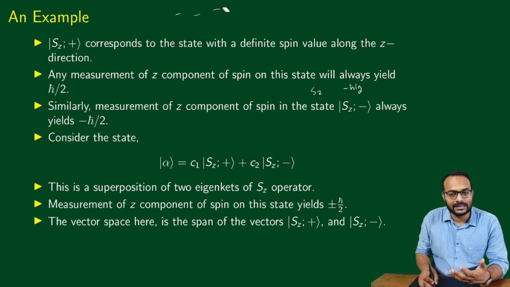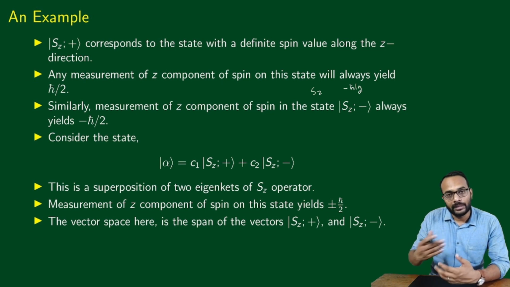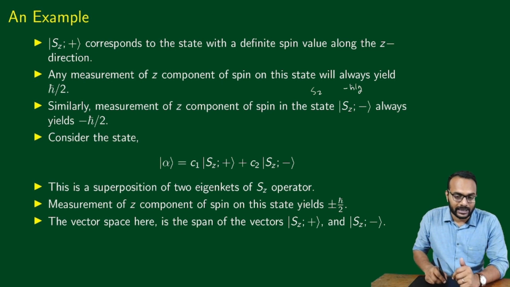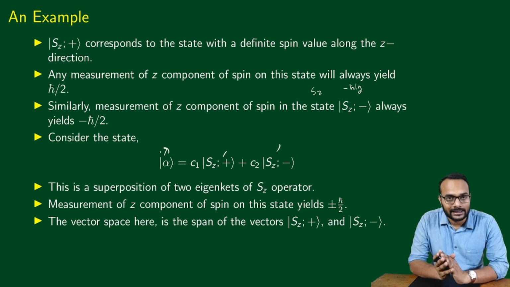But in quantum mechanics, there is something called superposition. This also is a possible state of the system. It could be a superposition of Sz plus and Sz minus. We have basically combined Sz plus and Sz minus using these complex numbers to get another ket. Based on our basic postulate for quantum mechanics, each ket represents a physical state. So if these two are physical states, then this also is a physical state.